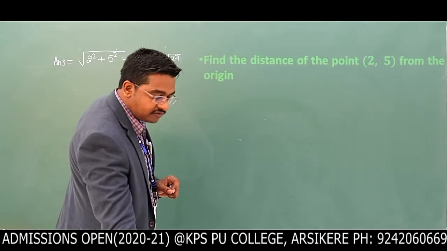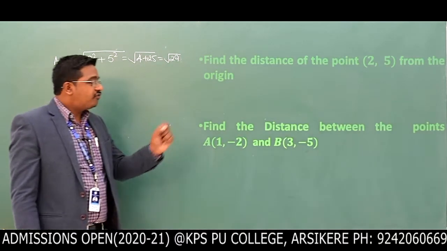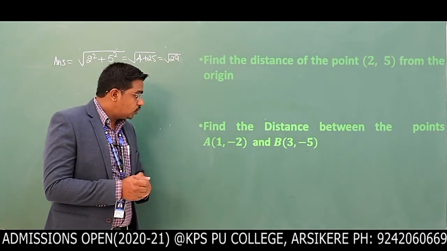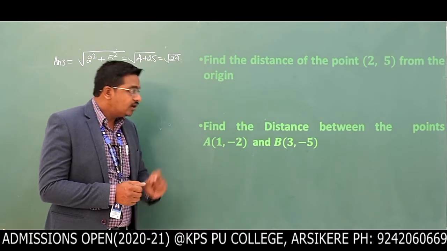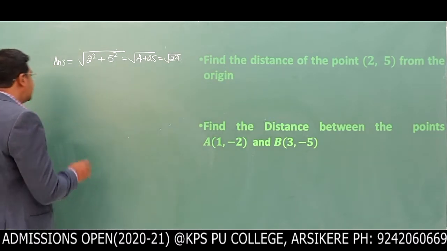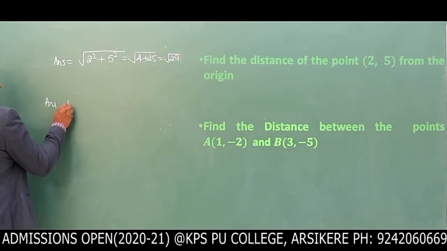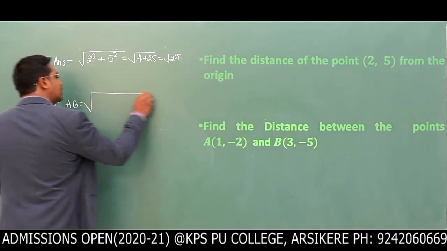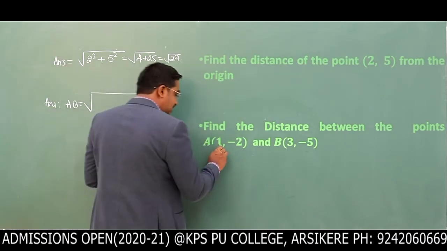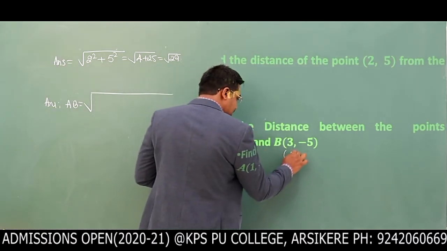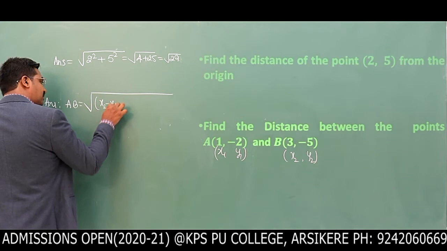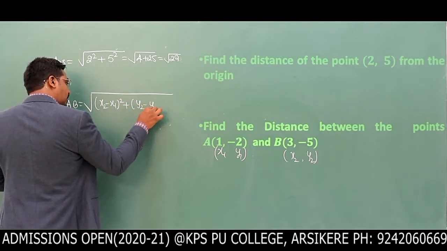Next, what about the second problem? This is very important. Find the distance between the points A(1, minus 2) and B(3, minus 5). Here we need to find the distance between these 2 points. Distance AB is equal to the root of (x2 minus x1) whole square plus (y2 minus y1) whole square. Treat one coordinate as (x1, y1) and the other as (x2, y2).